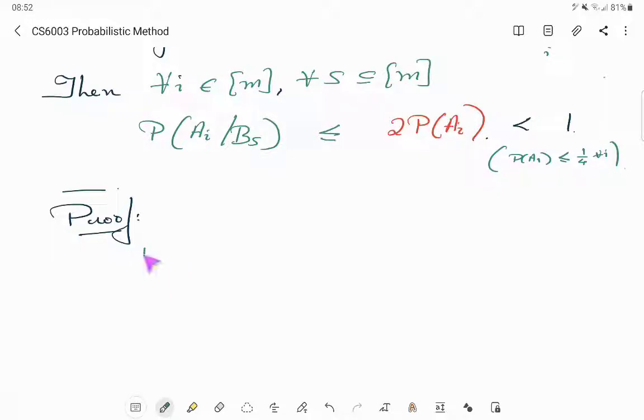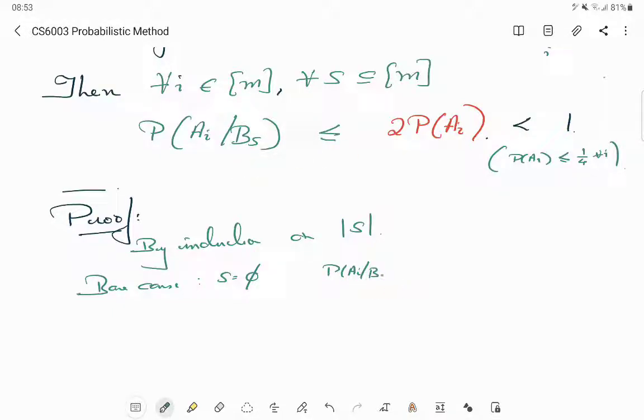So what about the base case? Again, the proof is by induction on the size of S. So the base case is S equal to empty. What we are showing is P of AI given the universal event, which is nothing but P of AI. We are only saying P of AI given B empty is equal to P of AI, which is less than or equal to twice P of AI, which is true just because P of AI is a positive number. Okay, so the base case is okay.